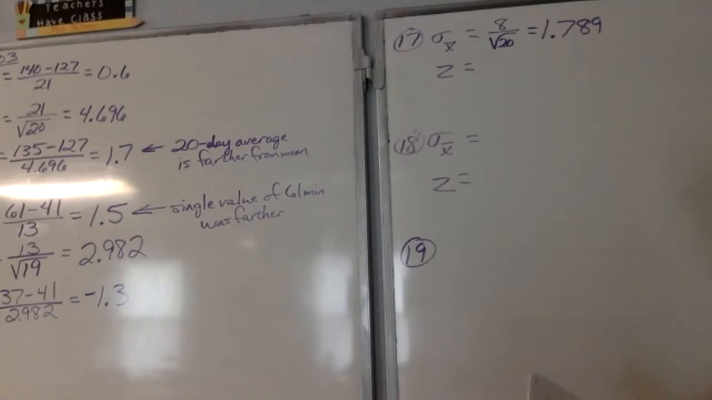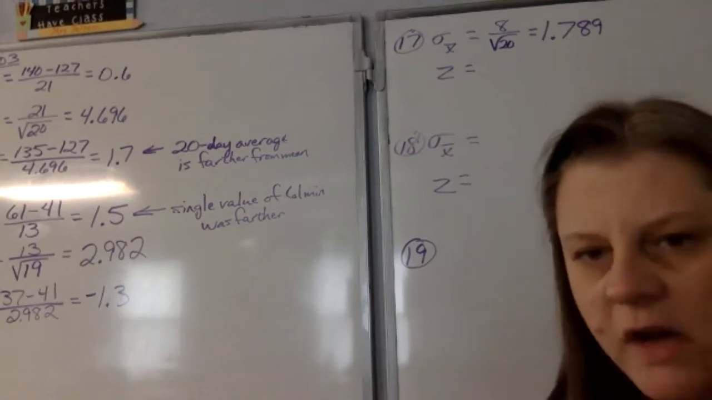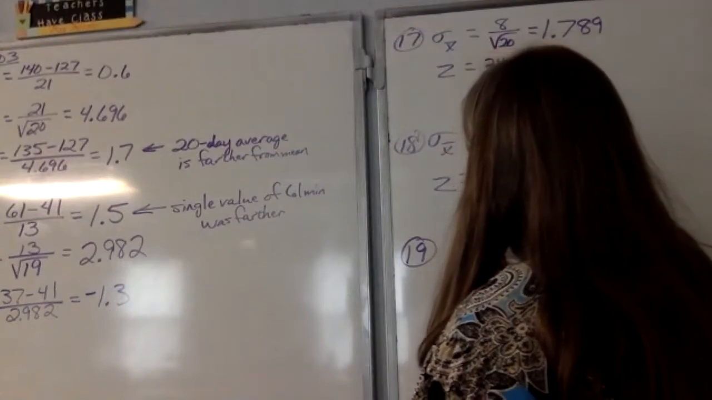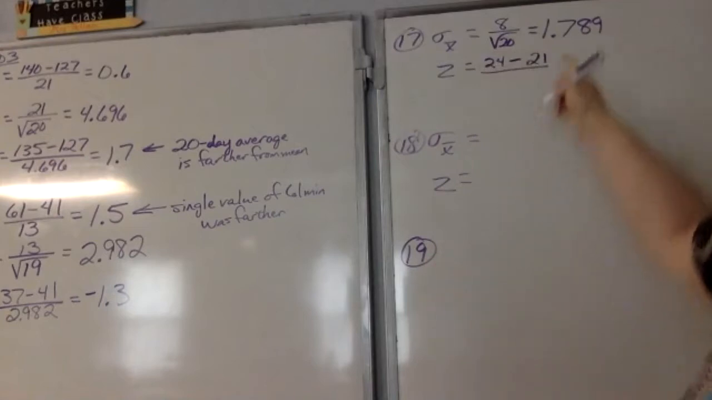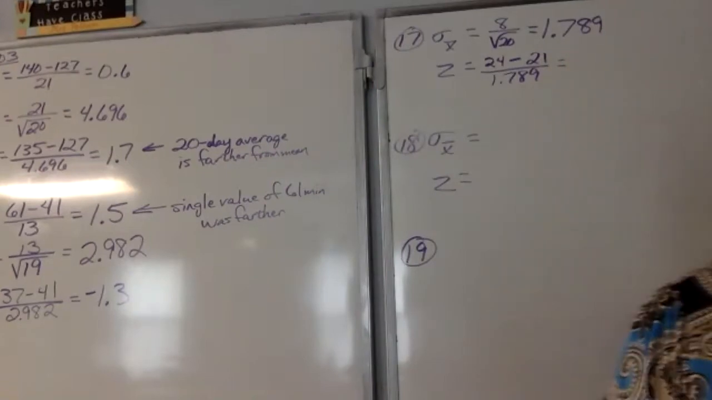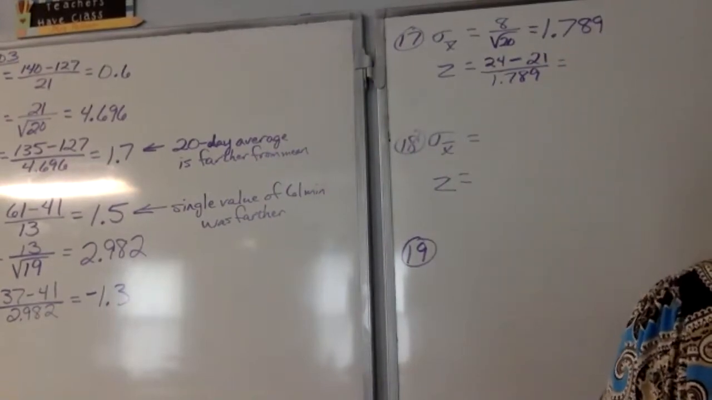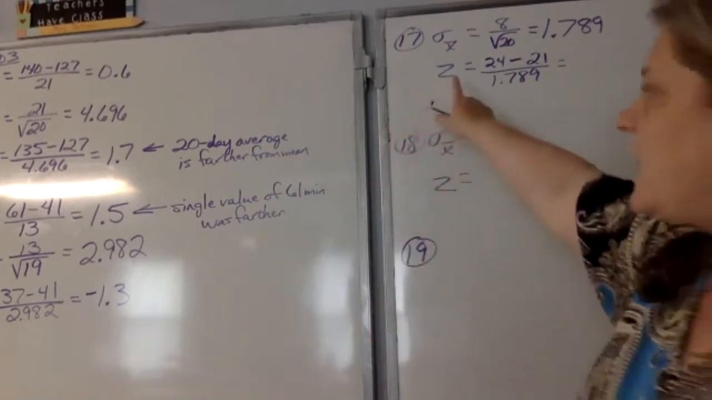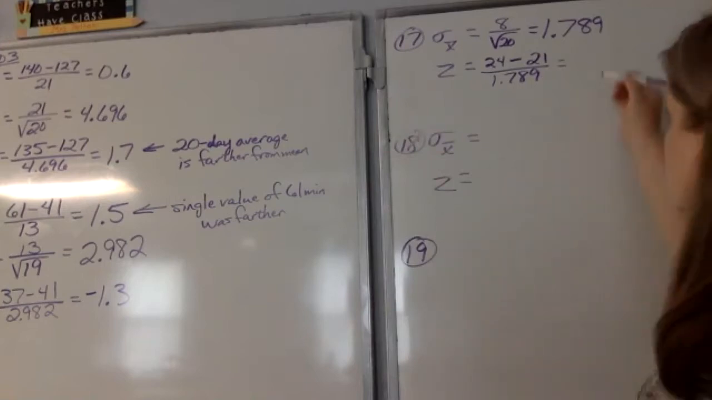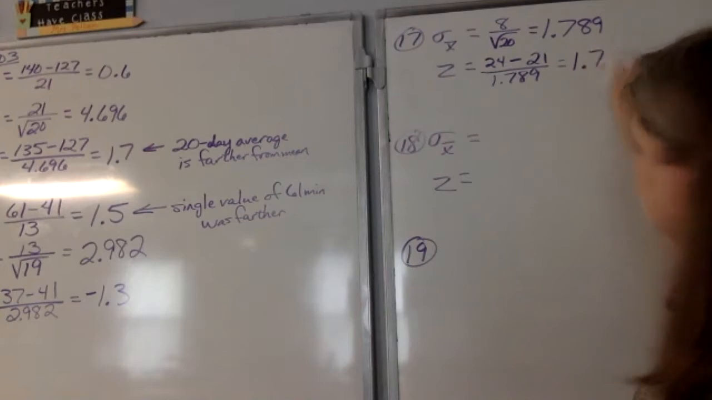Now for our z-score part, okay, what's the probability that they'll spend an average of 24 minutes? So 24 is our x value. So you'll have 24 minus the mean, which was 21, over the standard deviation, 1.789. Now this part, you're finding a z. When you're finding a z, we only keep one place behind decimal. Make sure you round correctly. You get 1.7.